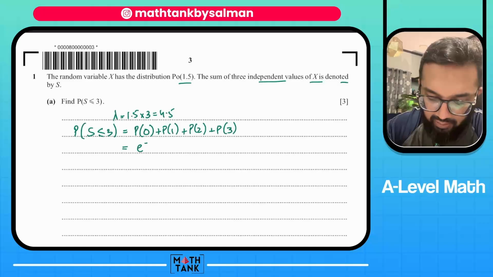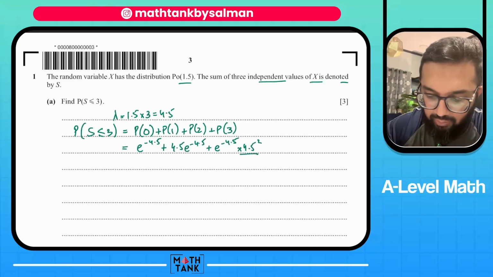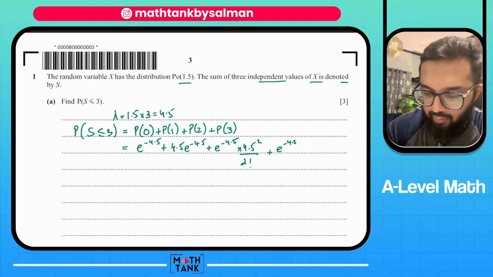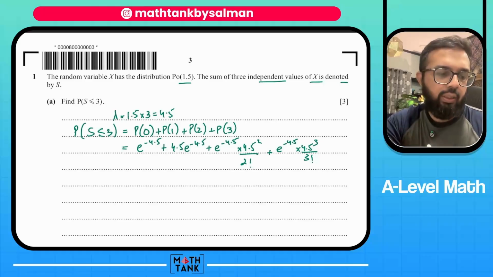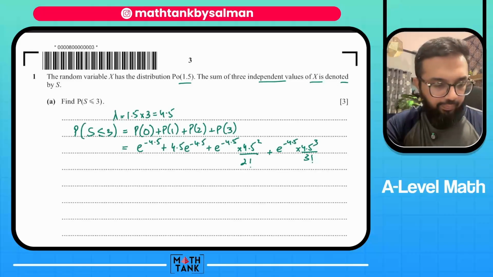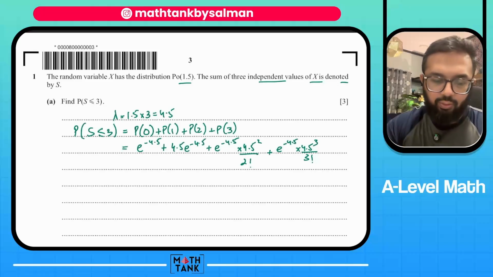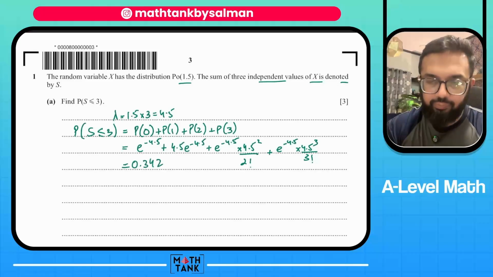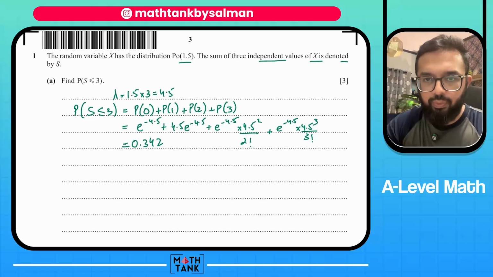So e power minus lambda plus lambda e power minus lambda, plus lambda squared over factorial. Calculate those quickly. 0.342. Okay, that's the first one.